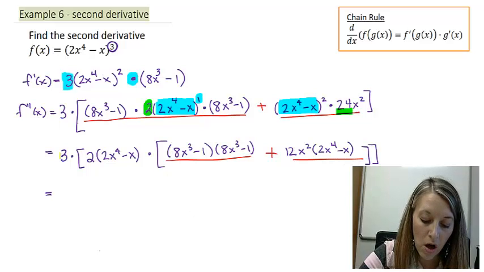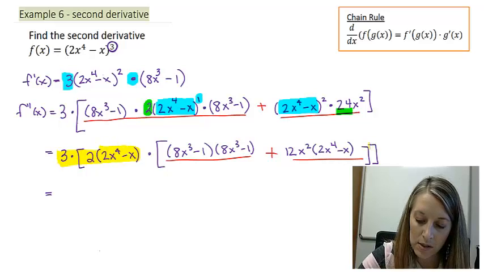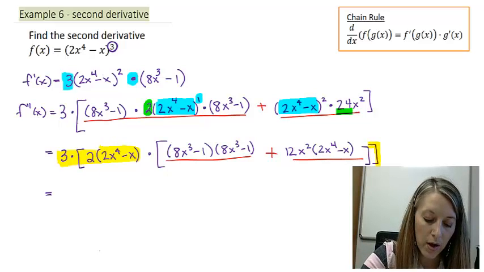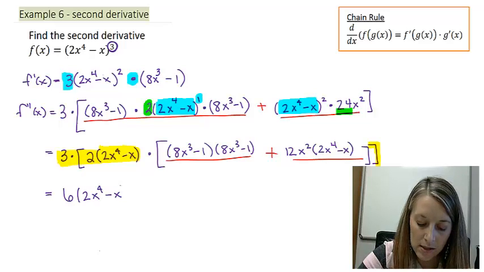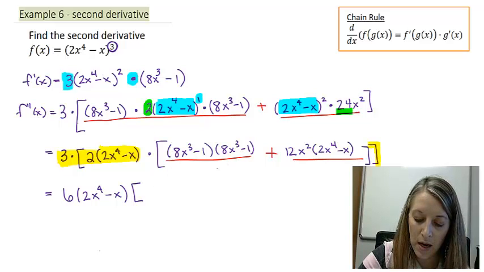In the front, this is all multiplication here, so I can multiply it. I don't need these outside brackets anymore. So I have 3 times 2 to give me 6, times this 2x to the 4th minus x. Inside my brackets, I'm going to FOIL my first red underline. So 8x cubed times itself gives me 64x to the 6th.